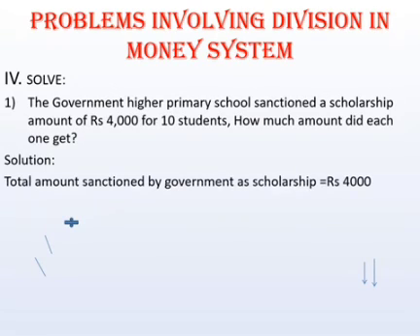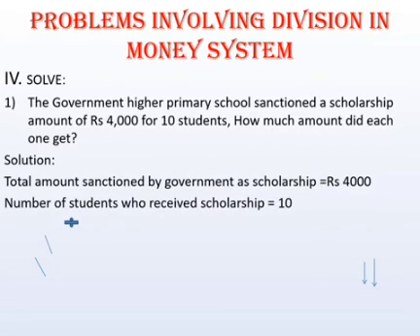The first solution: the total amount sanctioned by the government as scholarship is rupees 4,000. The number of students who received the scholarship is 10. So children, how do you know that it is a division? When they give you a huge amount and divide it among more than one student, and you are finding it for one, then it is a division. You have to divide and find the answer.